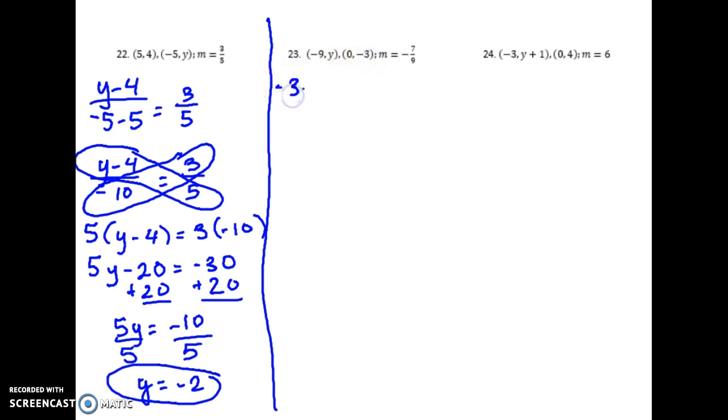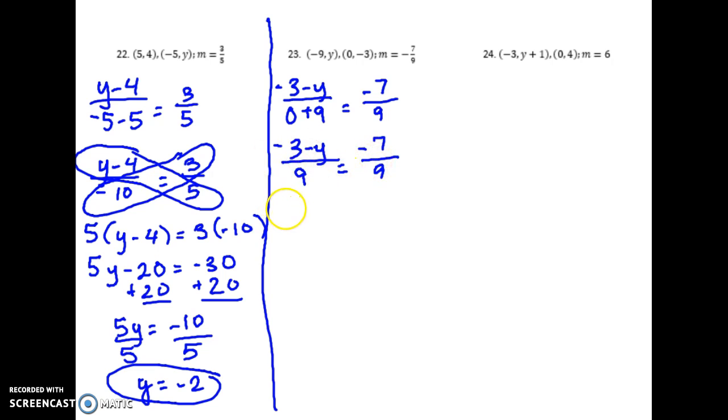y2 minus y1, so negative 3 minus y, divided by 0 minus a negative 9, which means 0 plus 9, equals my slope, negative 7/9. Now remember, only the numerator or the denominator can be negative. They both can't be. If I simplify this, I've got negative 3 minus y divided by 9 is equal to negative 7/9. Notice right here you have the same denominator, so you can either set negative 3 minus y equal to negative 7, or you could do cross products again.